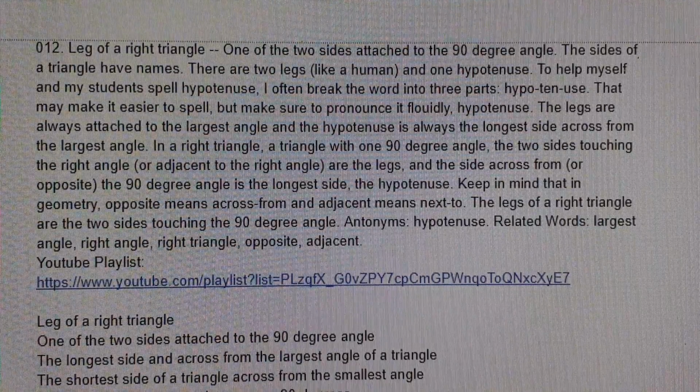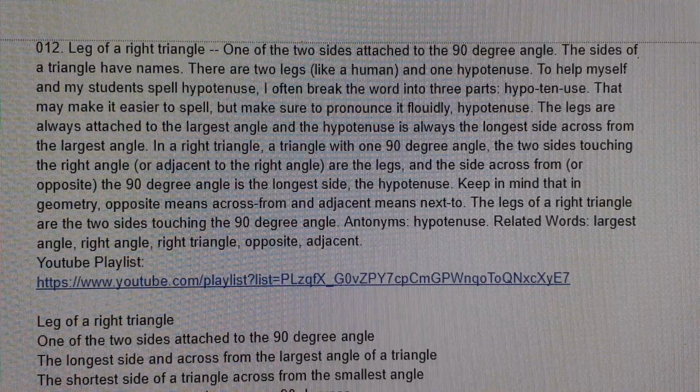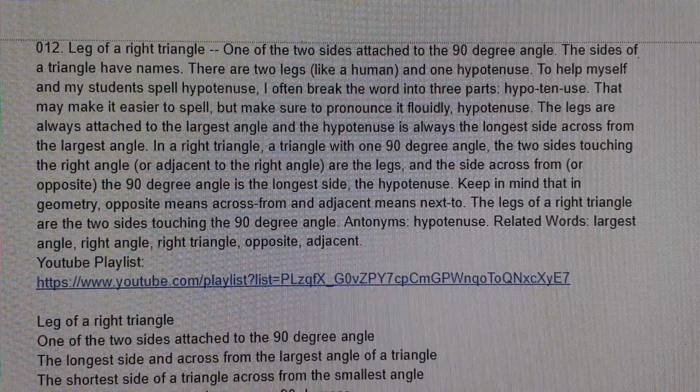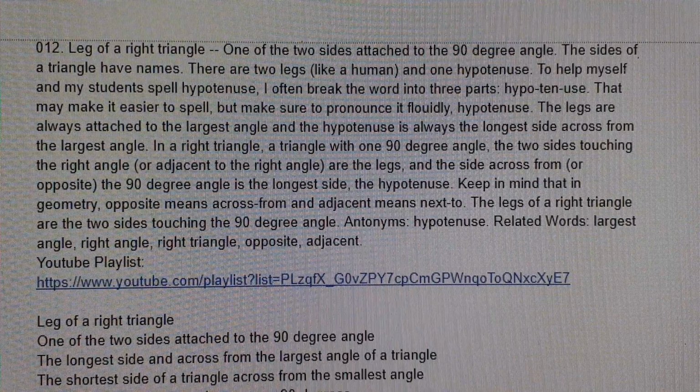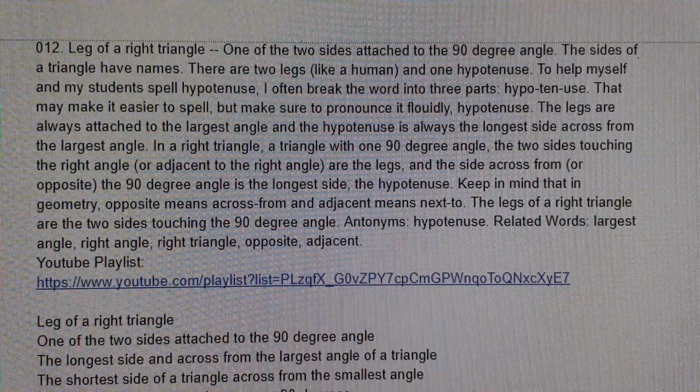Leg of a right triangle. One of the two sides attached to the 90-degree angle. The sides of a triangle have names. There are two legs (parentheses like a human, end parentheses) and one hypotenuse.